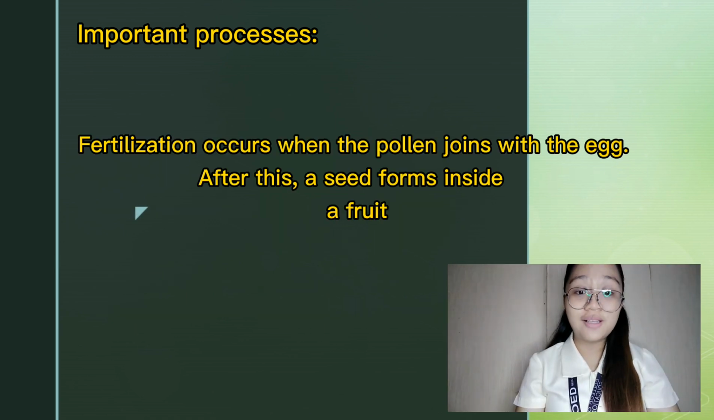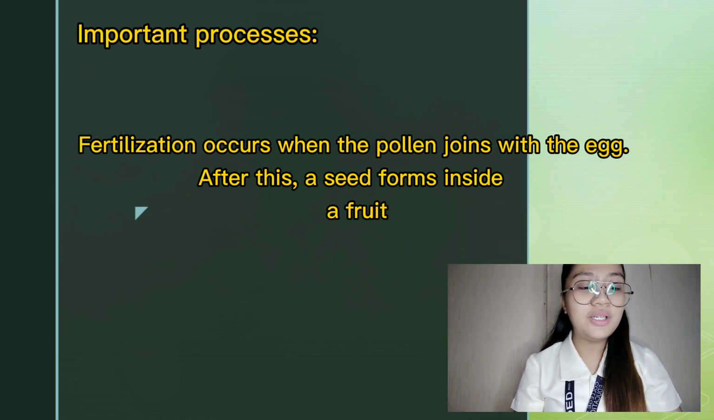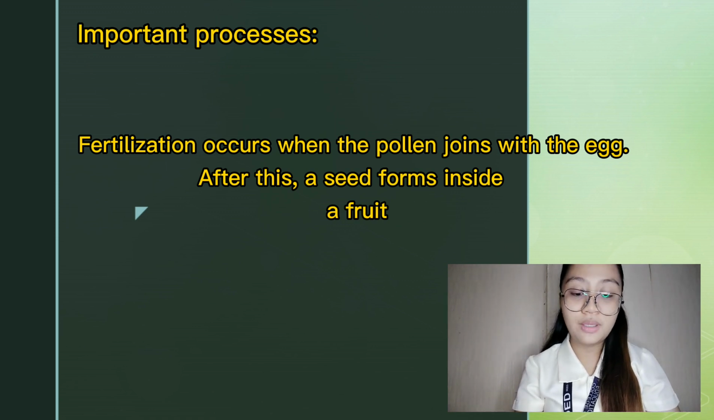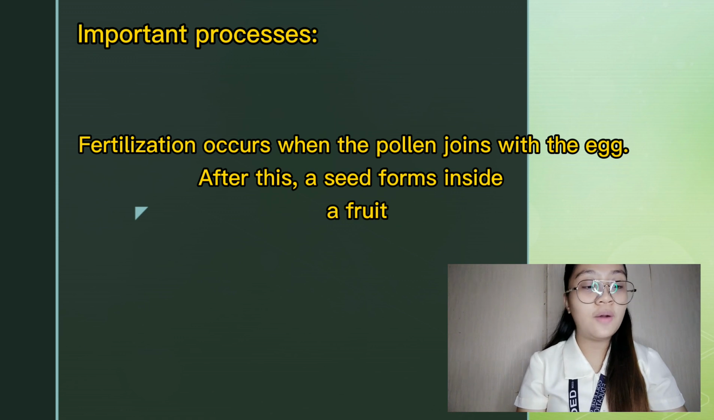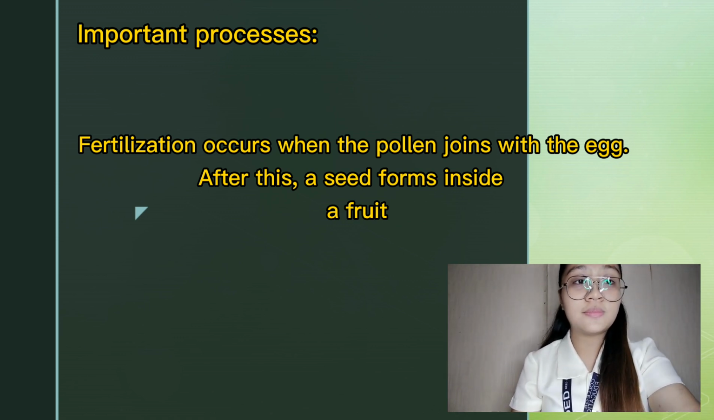The second process is fertilization. Fertilization occurs when the pollen joins with the egg. After this, a seed forms inside the fruit. Fertilization in a flowering plant happens through a process called pollination. Fertilization occurs when one of the sperm fuses with the egg inside an ovule.